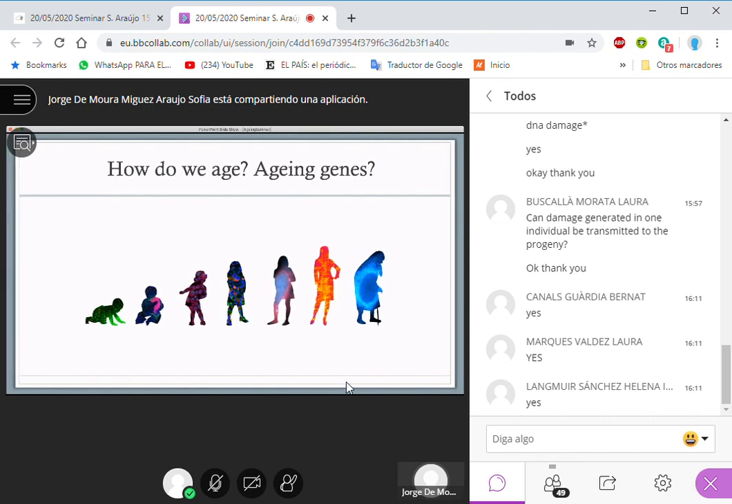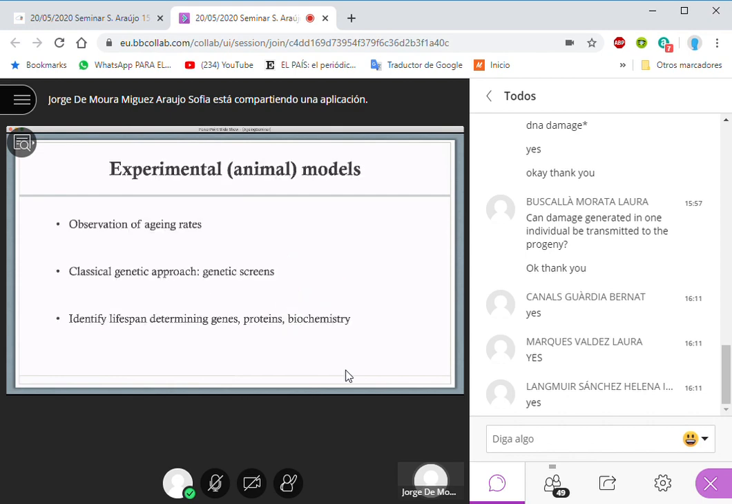Perfect. Okay, so how do we age? Do we have aging genes? Can we pinpoint aging genes apart from the ones that we already know, which are the ones involved in all these progeroid syndromes? Can we find ways of going about the genome and finding out where these aging genes are? Okay, so we can do that by observing aging rates.